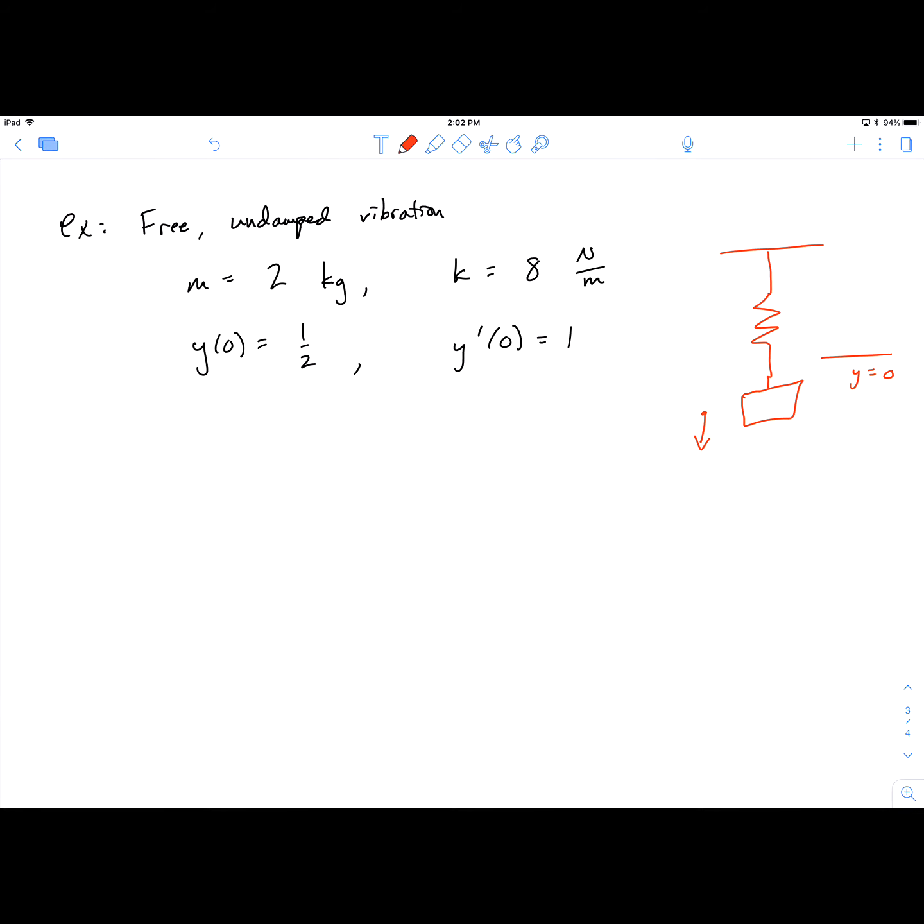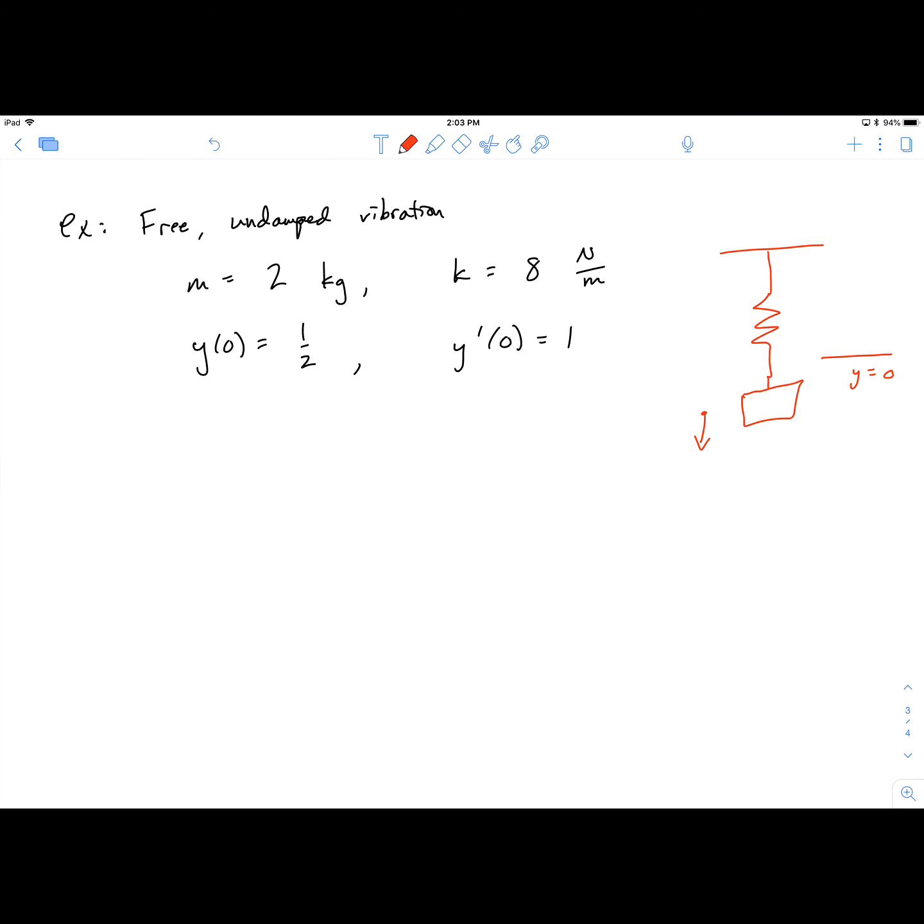Here's an example of free undamped vibration. We've got a mass here of 2 kilograms with a stiffness of a spring of 8 newtons per meter, and we have some initial conditions as well. The initial position is 1/2, so I've got that drawn over here where the starting position is below the equilibrium position. So it's been pulled down, and then the initial velocity is +1, so it's moving downward at the beginning of the problem, assuming we're counting y downward.